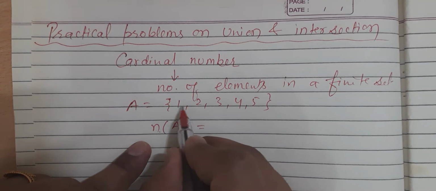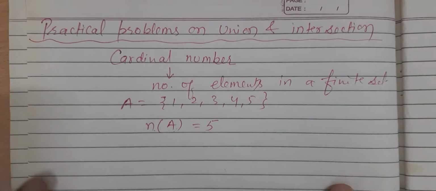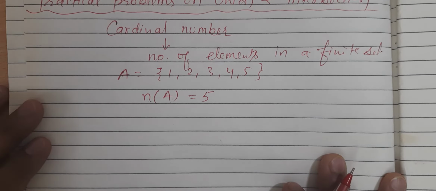So how many elements are there in set A? 1, 2, 3, 4, 5. So NA is 5. This is cardinal number.